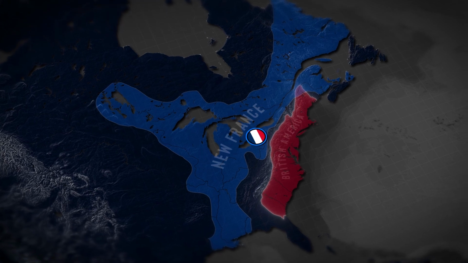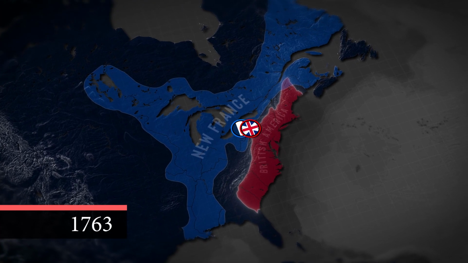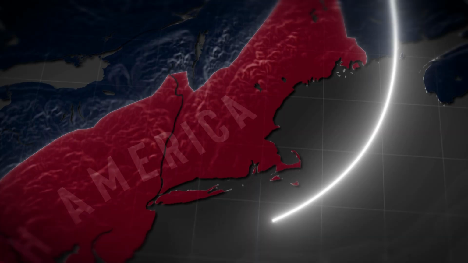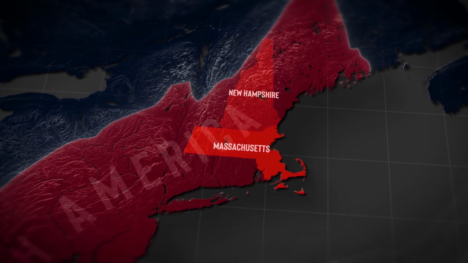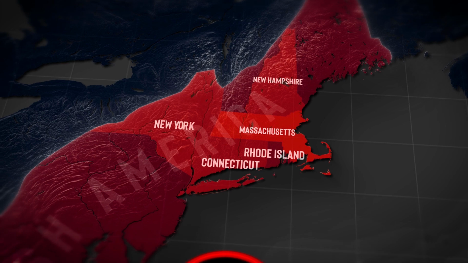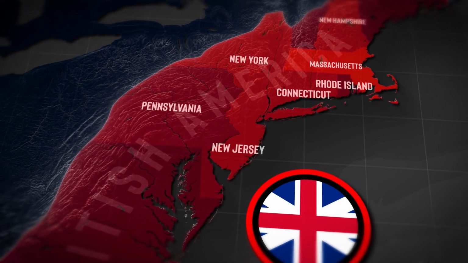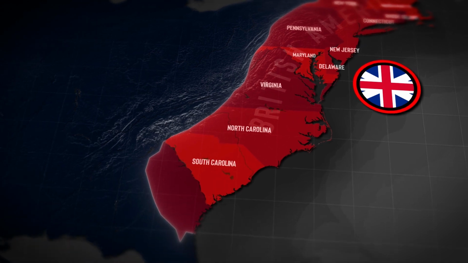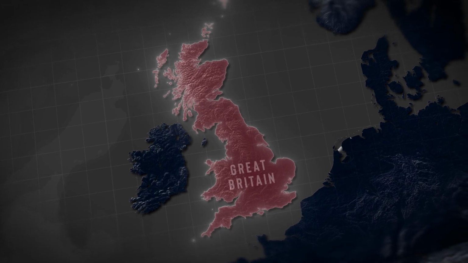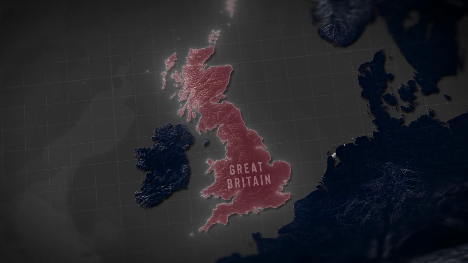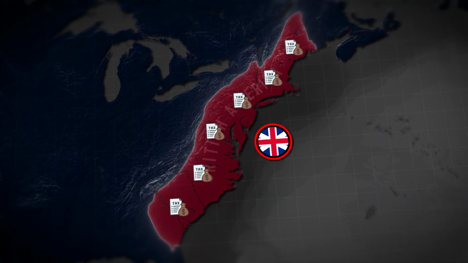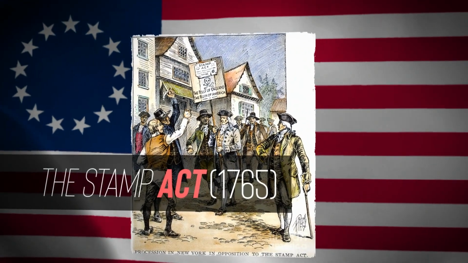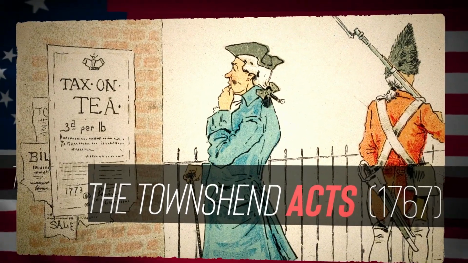Following the end of the French and Indian War in 1763, tensions began to rise between Britain and its American colonies: Massachusetts, New Hampshire, Rhode Island, Connecticut, New York, New Jersey, Pennsylvania, Delaware, Maryland, Virginia, North Carolina, South Carolina, and Georgia. The British government, facing a massive war debt, implemented a series of taxes and regulations on the colonies, including the Stamp Act in 1765 and the Townshend Acts in 1767.